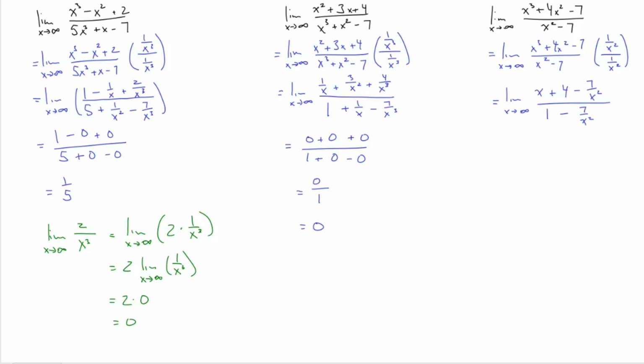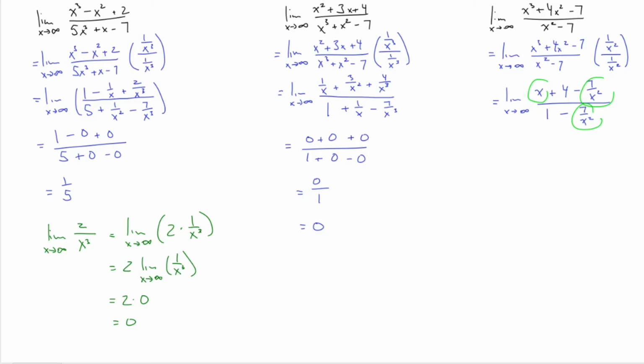This last one is not tricky, but ever so slightly different. The highest power of x in the denominator is 2, and so you multiply by 1 over x squared over 1 over x squared. And after you simplify, you get this expression that we see here: x plus 4 minus 7 over x squared, divided by 1 minus 7 over x squared. Now, as x goes to infinity, this x term right here is going to infinity, of course. The 4 stays a 4, and this term is going to 0, and this term is going to 0.